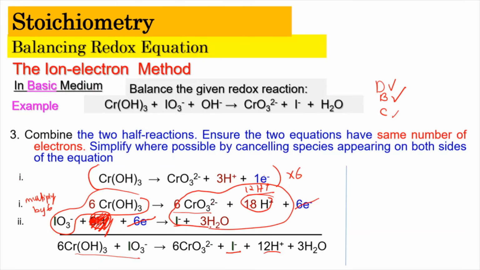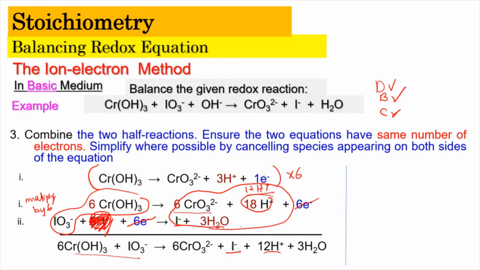So the product side is here. Okay, so you just copy back. And the sequence doesn't matter. So you can put 12H+ at the front or at the back, as long as the number is the same. Okay, so we have done divide, balance, and combine.